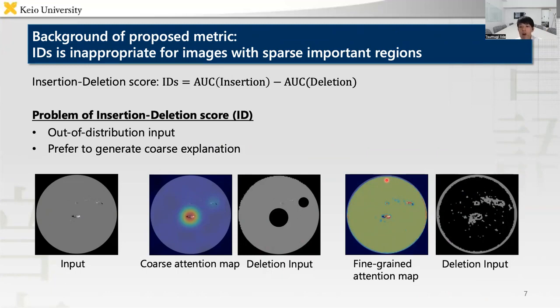out-of-distribution images. For images with sparse important regions, a coarse explanation may result in a higher deletion score than a detailed explanation. For example, in a solar flare image, the percentage of sunspots that are considered important regions is very small and sparse. The deletion input for the coarse and fine-grained explanation is shown in the image. Deletion input for the coarse explanation appears to be more largely deleted than the fine-grained one.